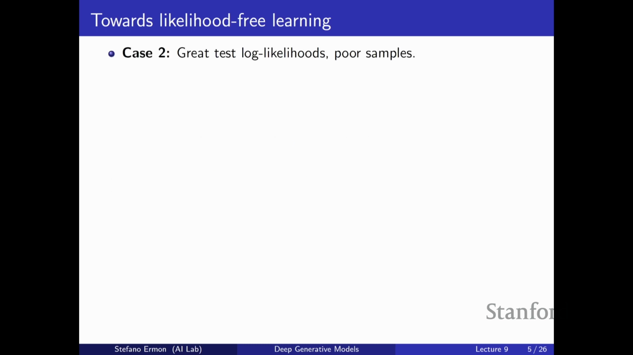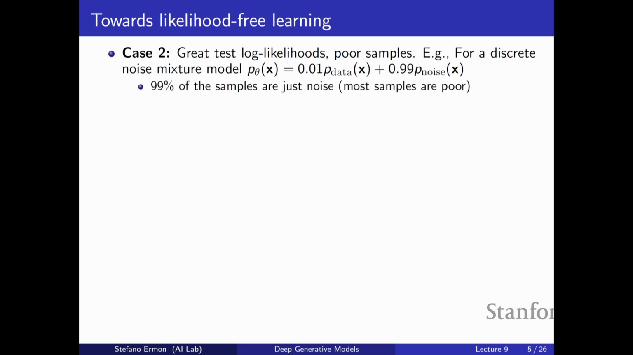And here is an example where you can get very good likelihoods, but very bad samples. To do that, you can imagine a situation like this, where you come up with a model which is a mixture of two distributions. It's a mixture of the true data distribution and some garbage, pure noise distribution. And so the sampling process is something like this here. You flip a coin, and then with 99% probability, you generate noise, you generate garbage, and with 1% probability, you generate a true sample from the data distribution.